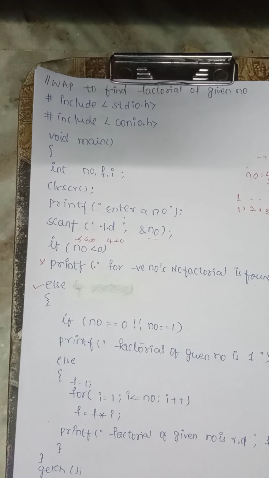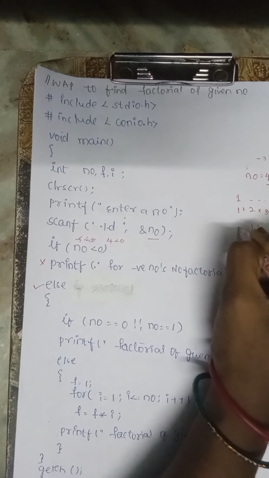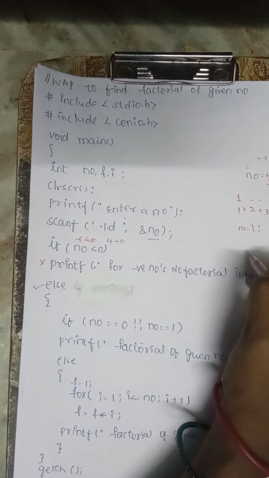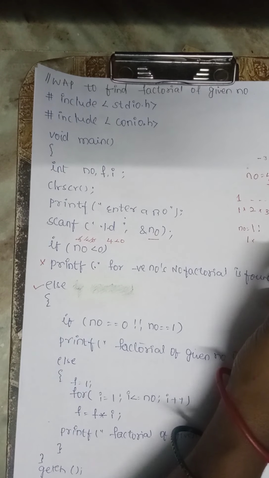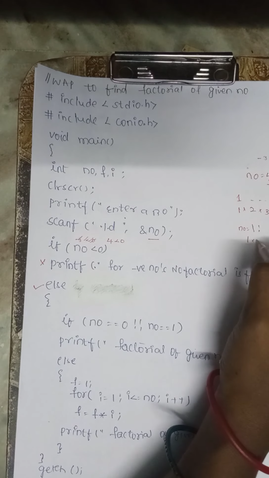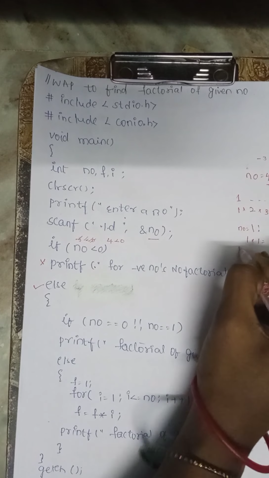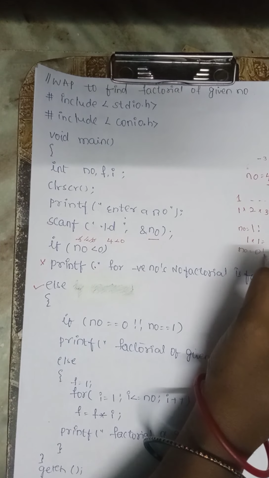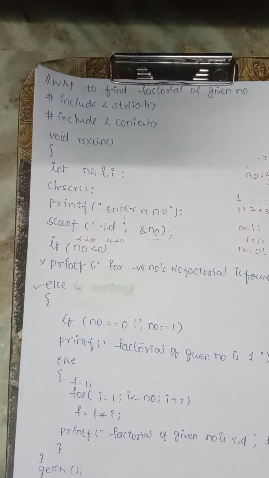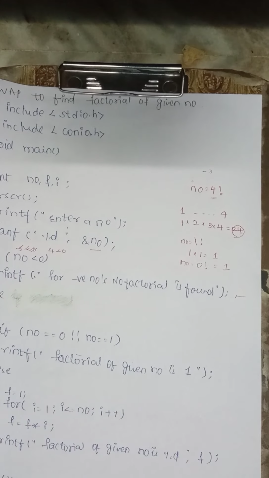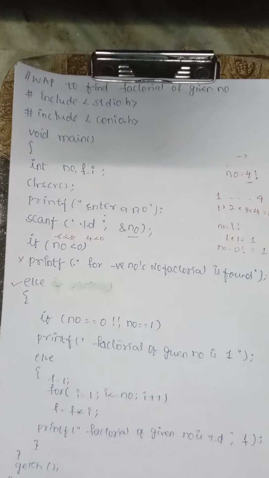Now for 0 factorial and for 1 factorial, the value of the factorial will be 1. If I enter the number as 1, what will we do? Normally factorial means 1 2 3 4. If the number is 4, and if 1 is there, 1 is multiplied by 1 itself, so the factorial value is only 1. For the number 0 also, as mathematicians say, the factorial of 0 is also 1. Right?